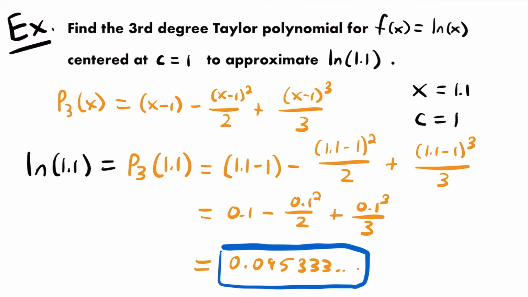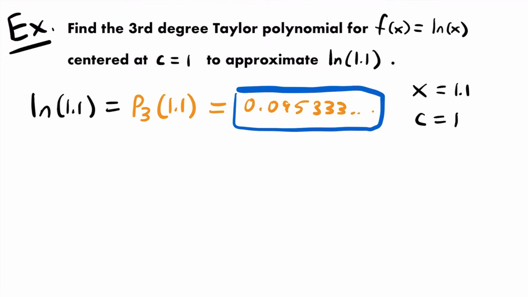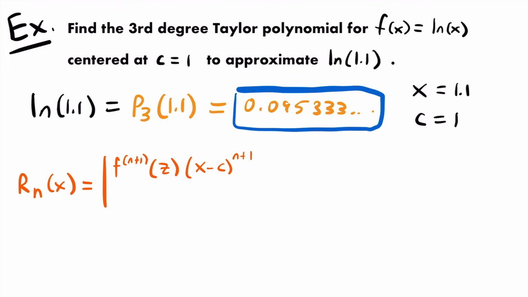And now if I clean up my work, what we want to do to find the maximum error or the error bound is use our formula for the maximum error. R sub n of x is equal to the absolute value of the n plus 1 derivative evaluated at z times the quantity x minus c to the power of n plus 1 divided by n plus 1 factorial. Now, in this case, our value of n is going to be 3, right? Because we found a third degree Taylor polynomial to approximate this value, where n was equal to 3. So this n for our remainder or our error will also be 3.